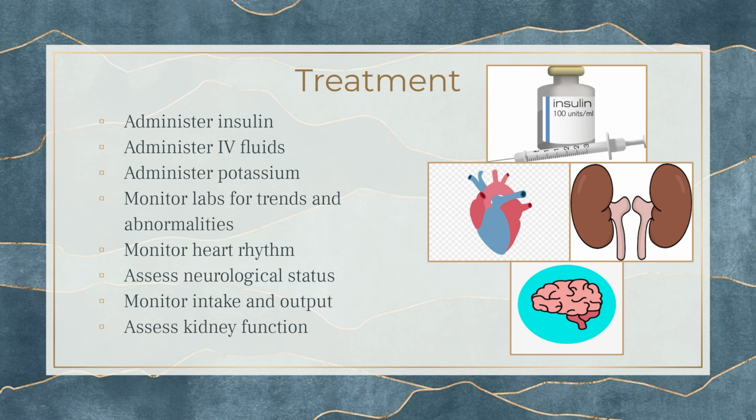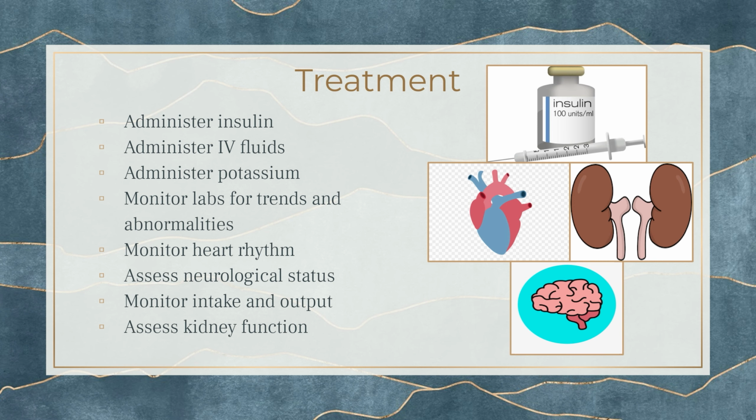Normal lab findings for DKA are that glucose will be greater than 250 milligrams per deciliter. They'll have elevated serum ketones. Bicarb levels will be less than or equal to 15 milliequivalents per liter, and an anion gap of greater than 10. Arterial blood gases will also show a pH of less than 7.3, and urinalysis will show ketones and glucose. Metabolic panels should be drawn every 2 to 4 hours or per hospital protocol.